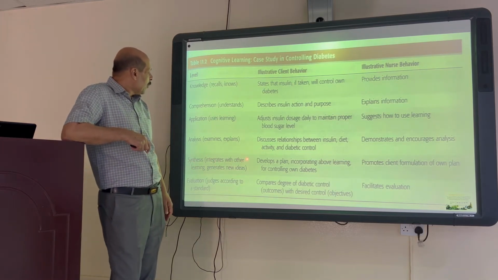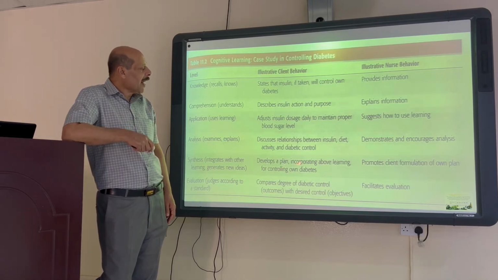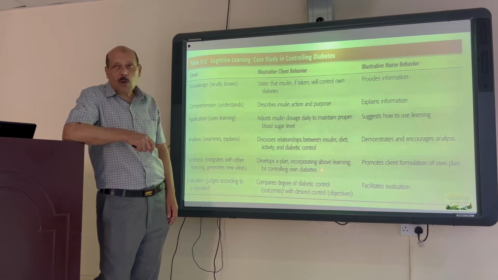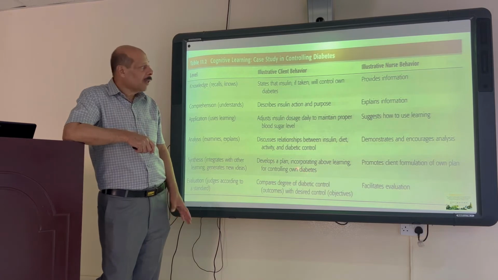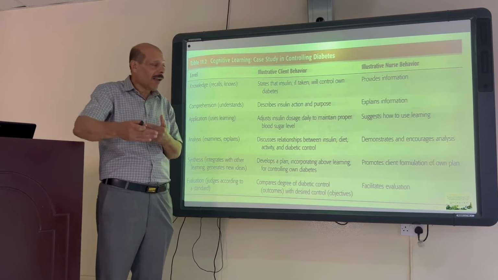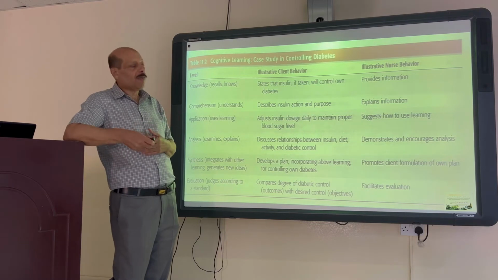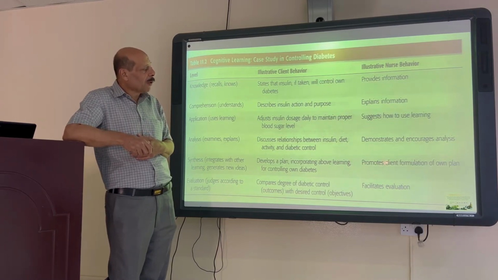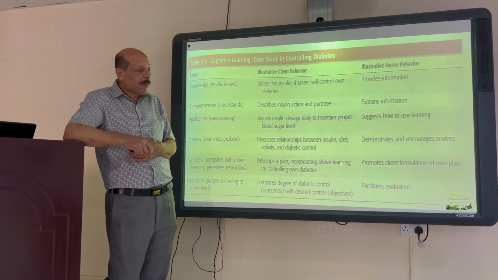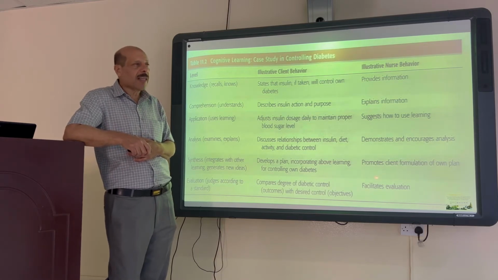Synthesis, or integrate with other learning to generate a new idea. Here, to develop a plan, incorporate the above learning to control his own diabetes. So according to the information, according to the analysis, according to the trial, he will develop a plan for how it can work with him, because the plan is different from person to person. To promote client formation of his own plan, we will help him to promote his ability in preparing his own plan.